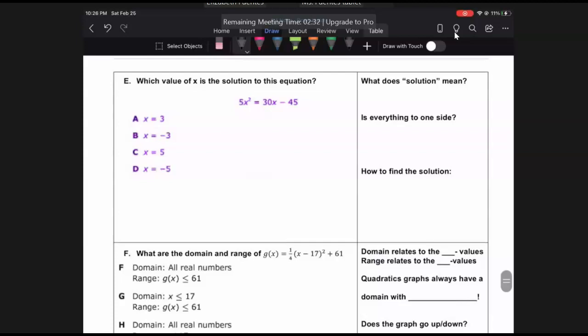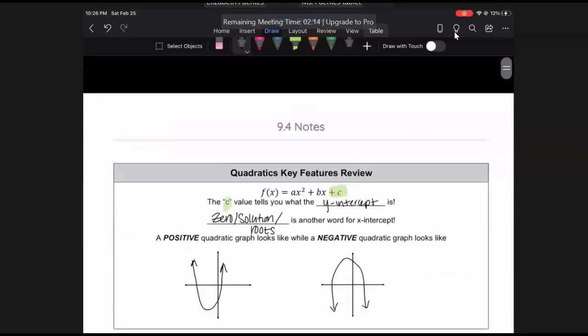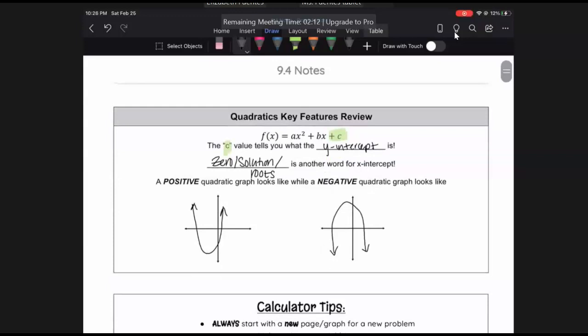Two more examples. This one says, which value of x is the solution to this equation? Now, solution means x-intercept, first off. Remember, that's one of our words, all the way in the beginning of our notes. Zero, solution, roots all mean x-intercepts.